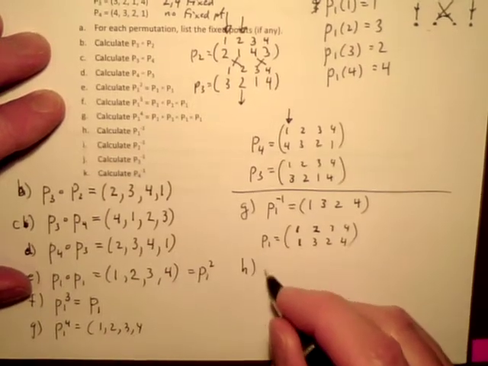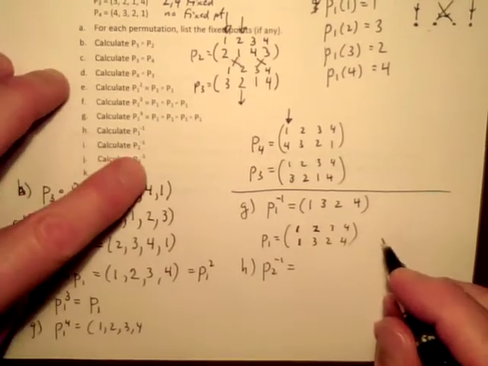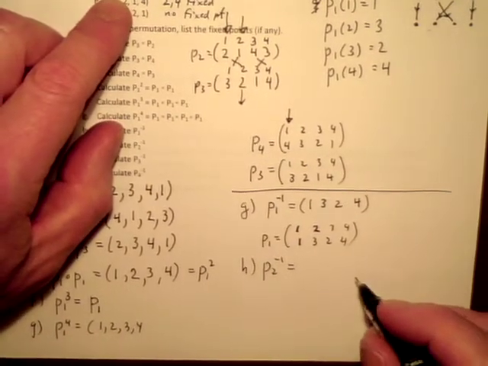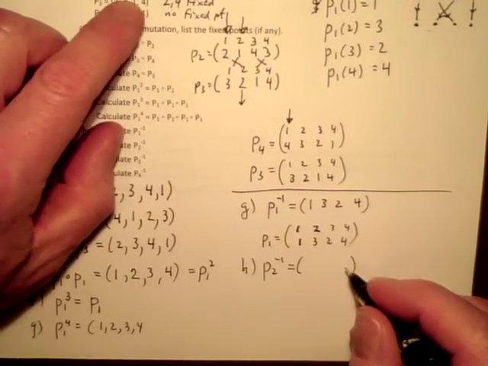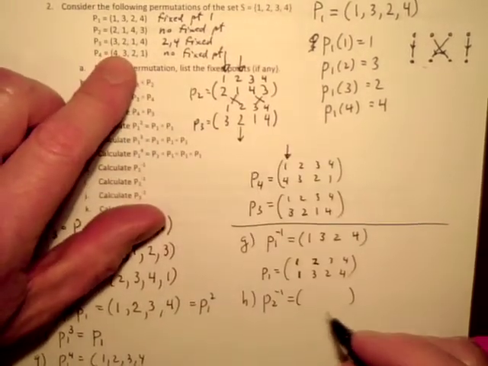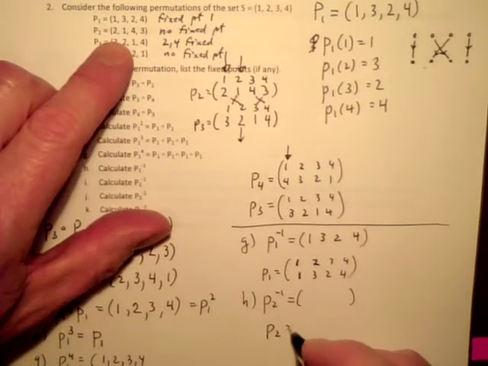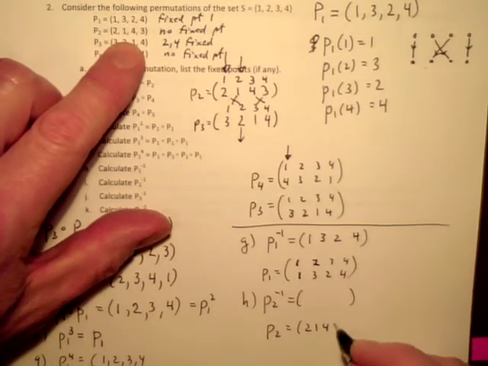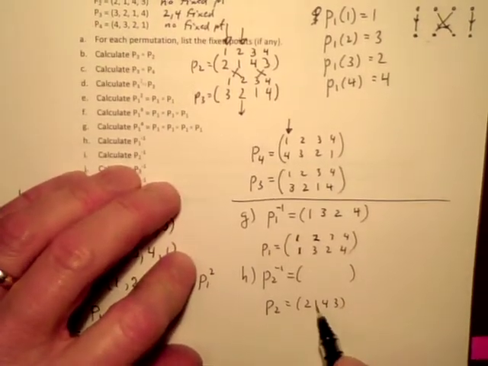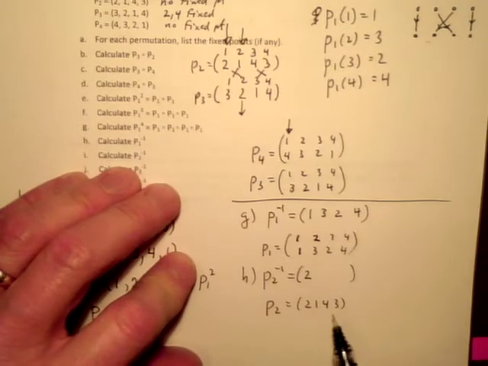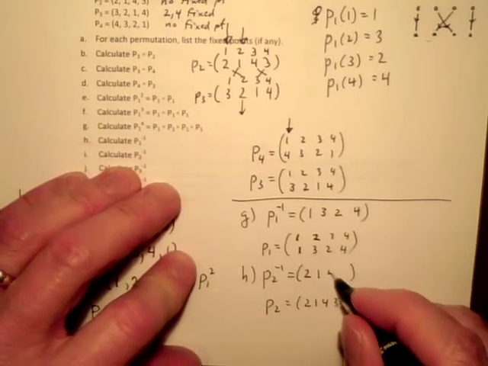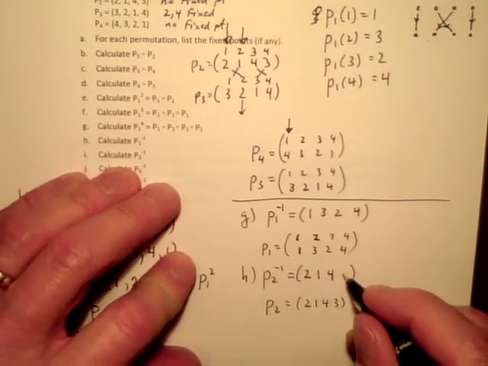Okay? H, P2 inverse. P2 is 2, 1, 4, 3. So 1 went to 2. So 2 goes, well, let's see. 2 went to 1. Oops. In P2, let's write out P2 here. 2, 1, 4, 3. And so we can say that 2 went to 1, so 1 must go to 2. 1 went to 2, so 2 must go to 1. 4 went to 3, so 3 must go to 4. And 3 went to 4, so 4 must go to 3.